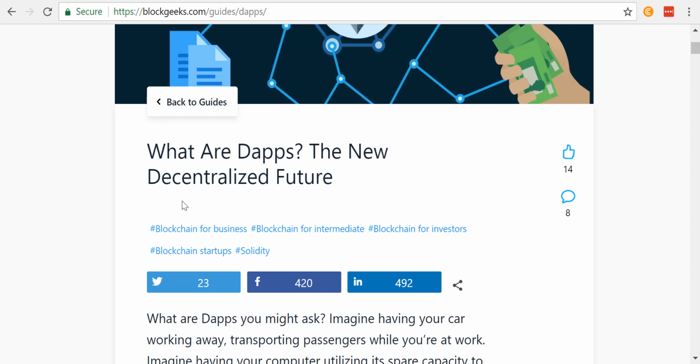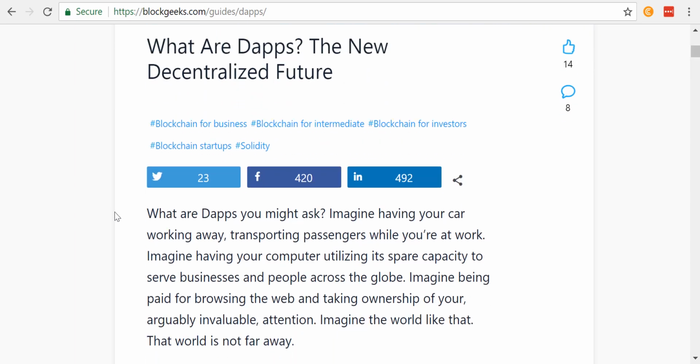Now, some people confuse the terms. Sometimes dApps and smart contracts are used interchangeably, but I don't think that's the best explanation. The very simplest way that I can understand it and articulate it is that dApps can be multiple smart contracts together. Let's go ahead and get into the article.